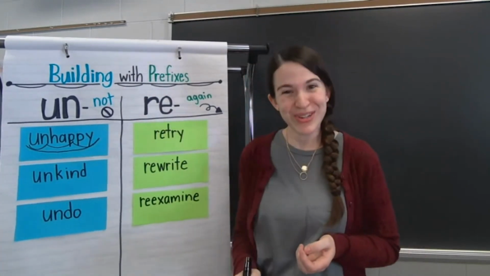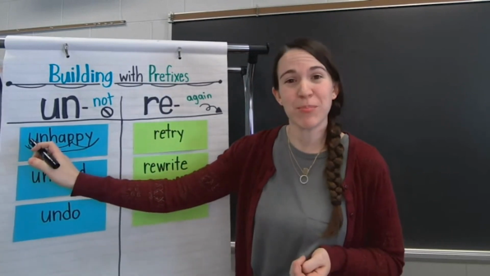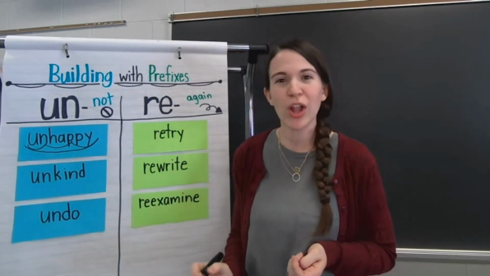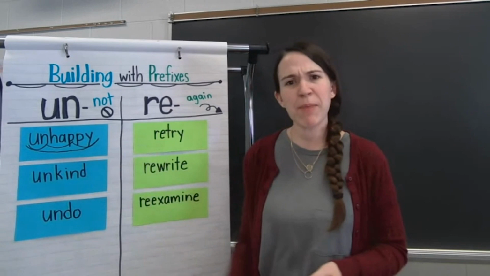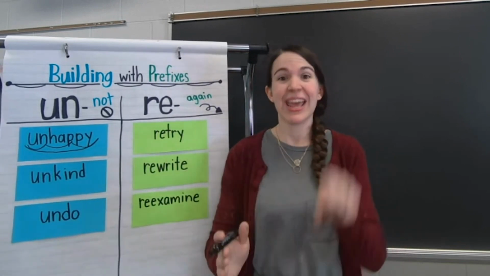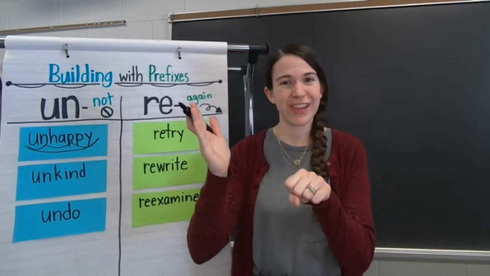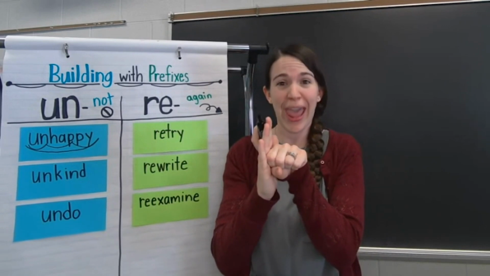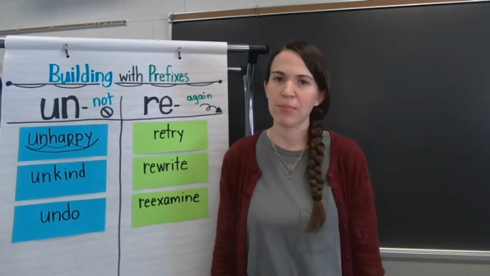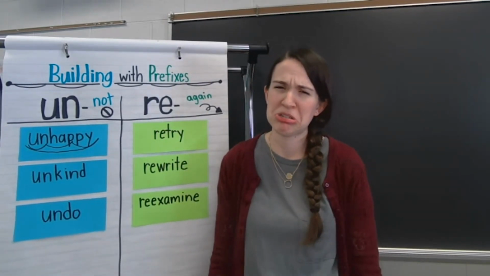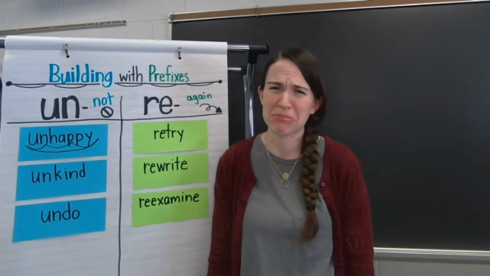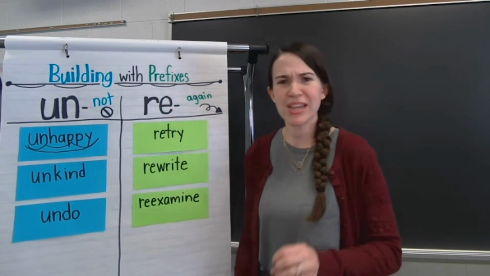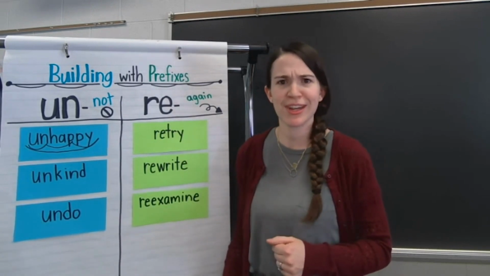Unhappy. Did you notice how the un prefix is a syllable all by itself? Unhappy means not happy because the un prefix is in front of the word happy. This is my unhappy face. What does your unhappy face look like? Oh, I don't like seeing all those unhappy faces. Let's move on to the next word.